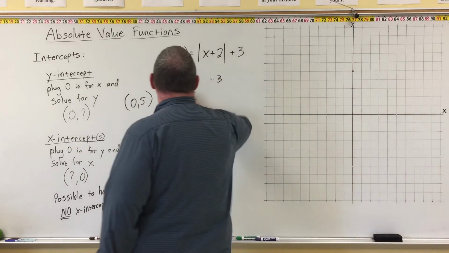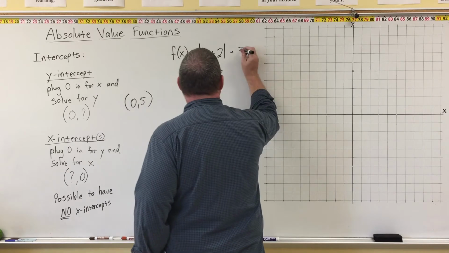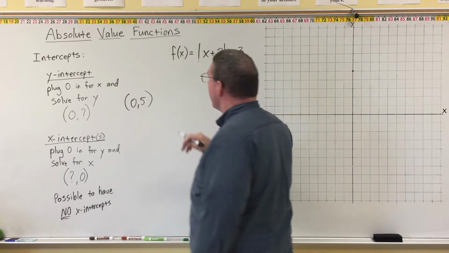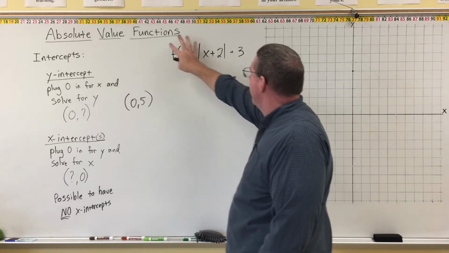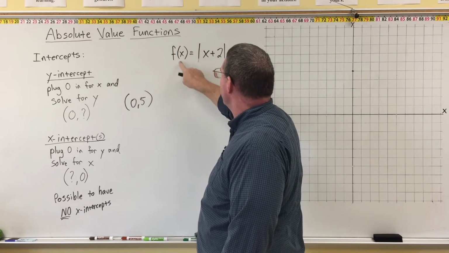Now let's try the x-intercepts. Oops, let's not erase that. Sorry about that. We are now going to plug 0 in for y. Plugging 0 in for y means getting rid of the f of x entirely and just putting a 0 here.